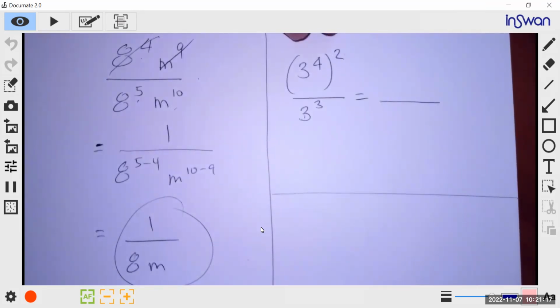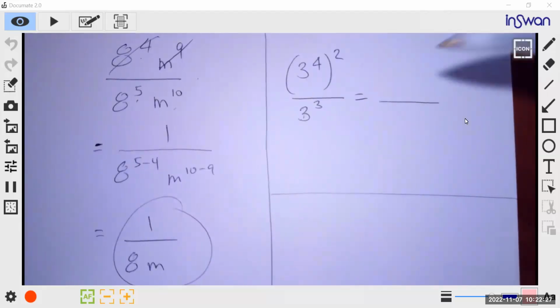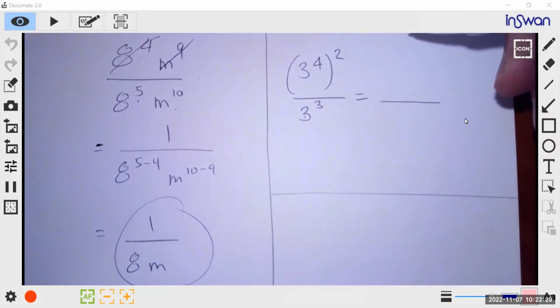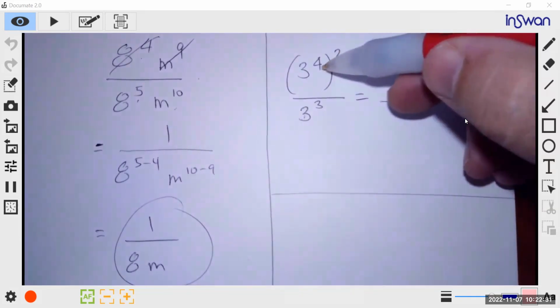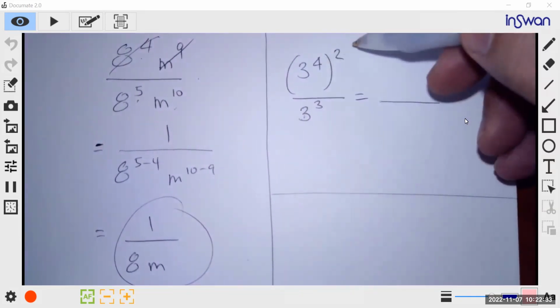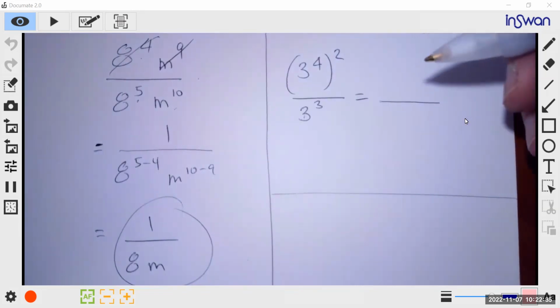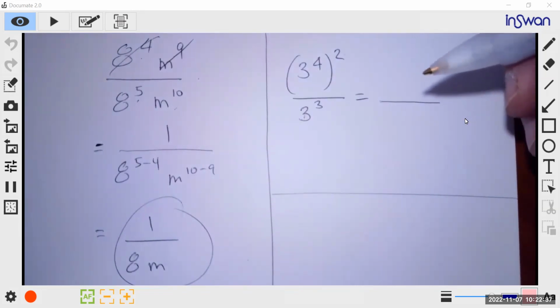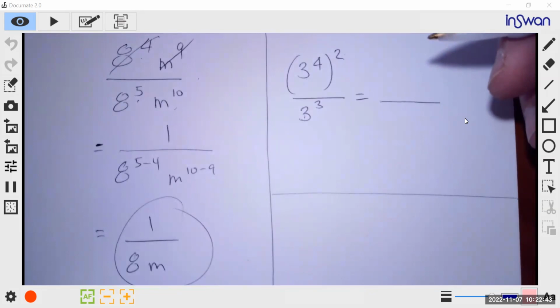What do you have to do to get rid of the parentheses up on top? What's the rule here? You have 3 to the 4th, all that to the 2nd. What's the rule? How to get rid of the parentheses? Nope. What's the rule there? When do you add exponents?